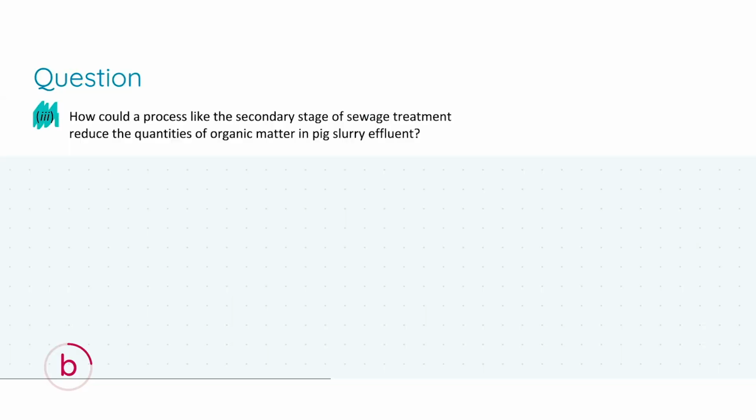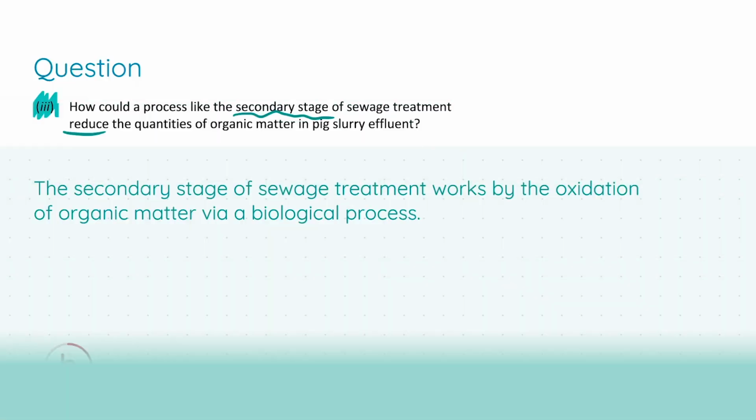In part 3, we were asked, how could a process like the secondary stage of sewage treatment reduce the quantities of organic matter in pig slurry? The important thing is that we're being asked how it can reduce the quantities of this organic matter in the pig slurry effluent. And here we have our answer.